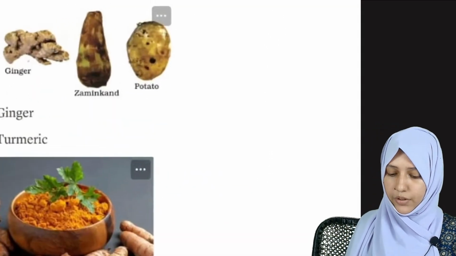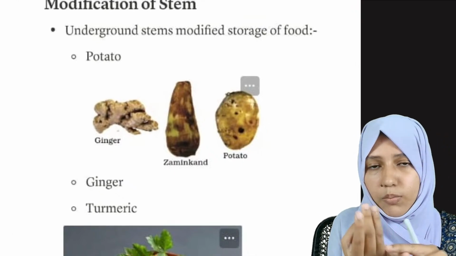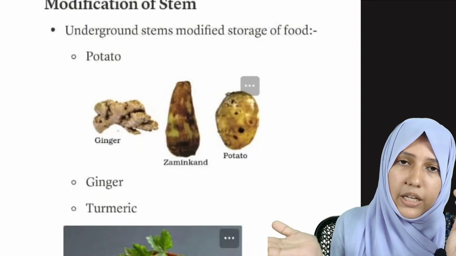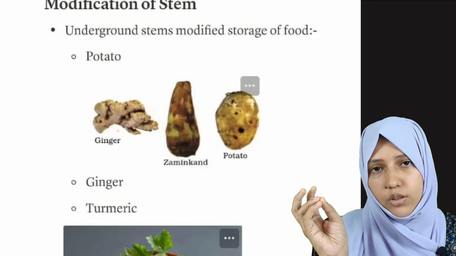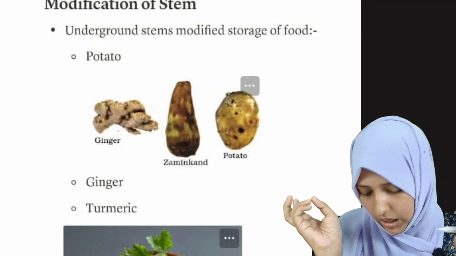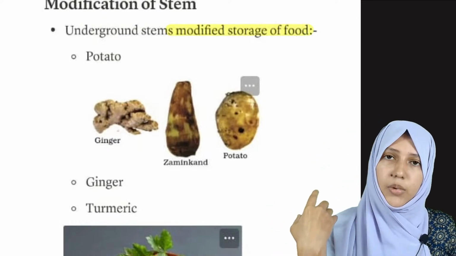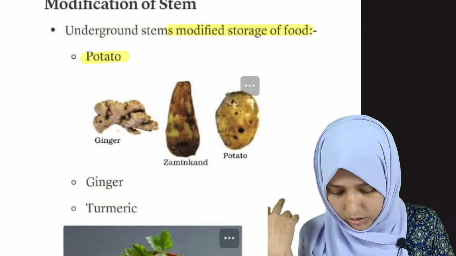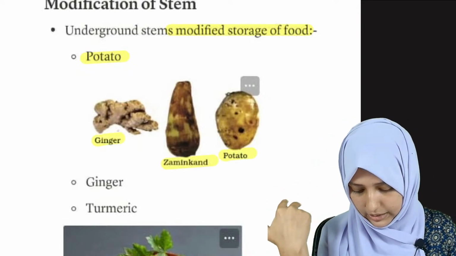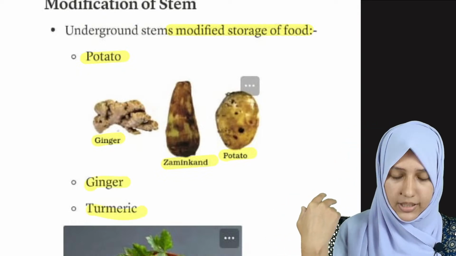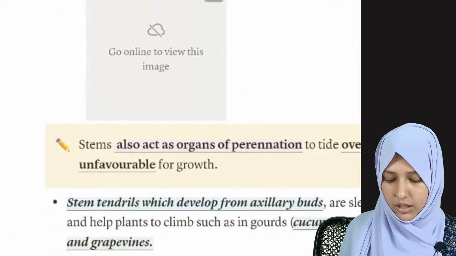Just see modification of stem. Underground stems: the normal function of the stem is bearing branches, leaves, fruits and buds, but they can be modified to form a storage area, for storage of food. So potato, ginger, and colocasia are the examples for storage of food in stem.